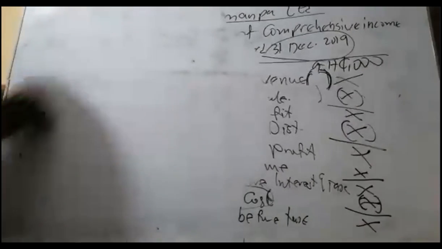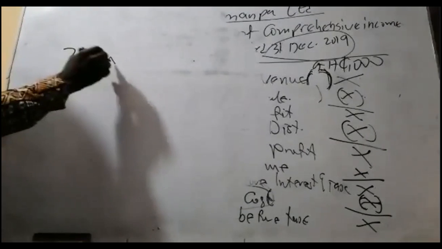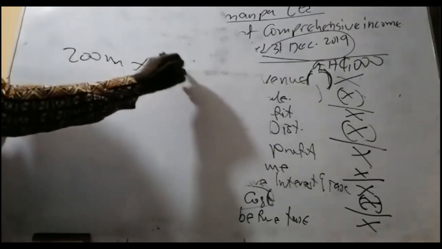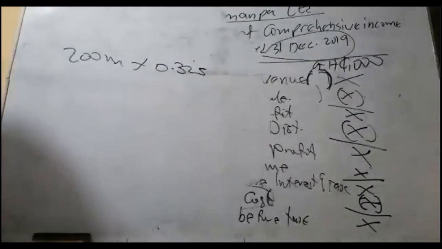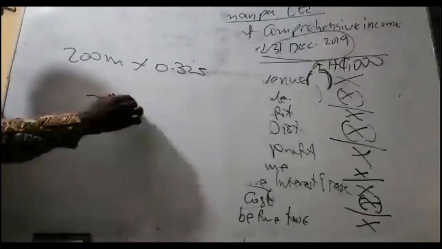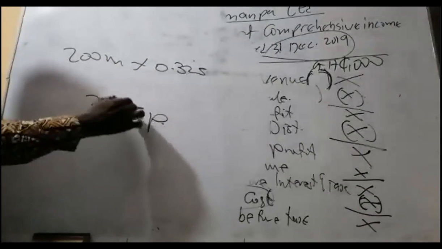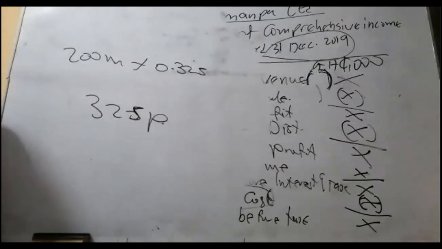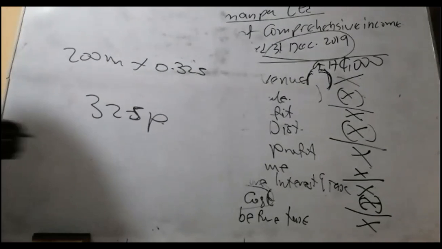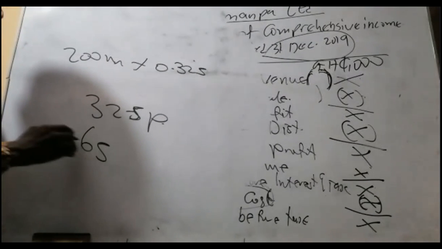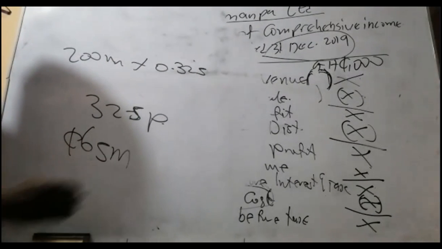So it means that the 200 million shares will multiply 0.325. We say 32.5p, not K or not cedis, it's 32.5 pesos. What do you get? Good, so that's 65 million Ghana cedis.